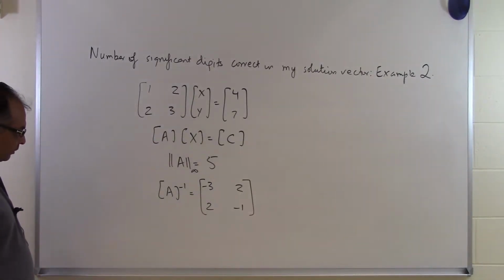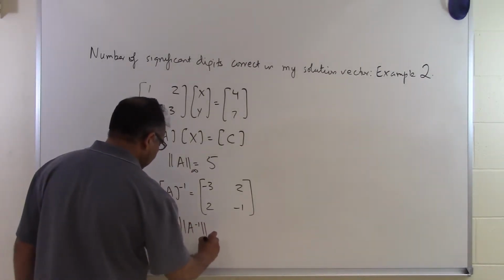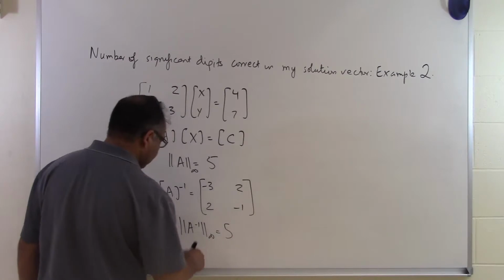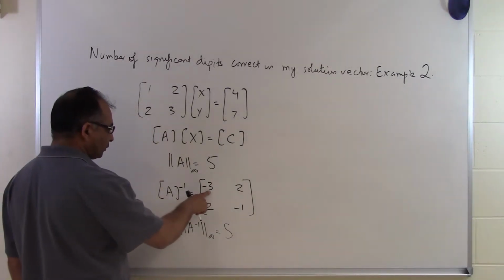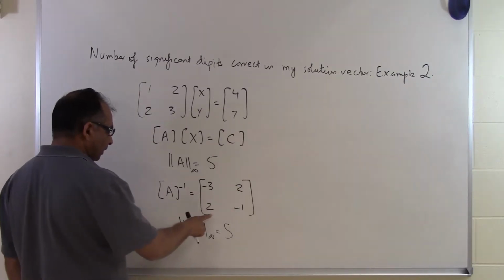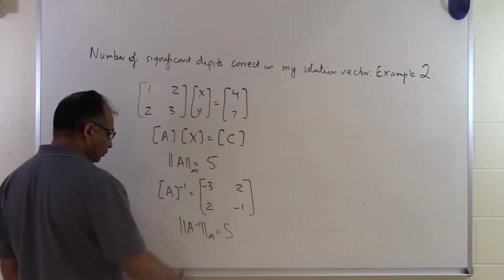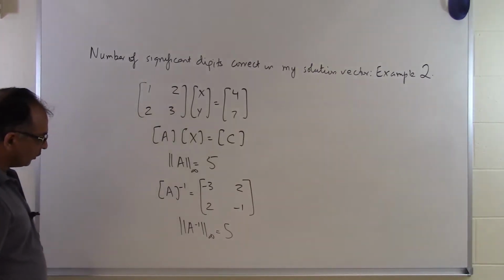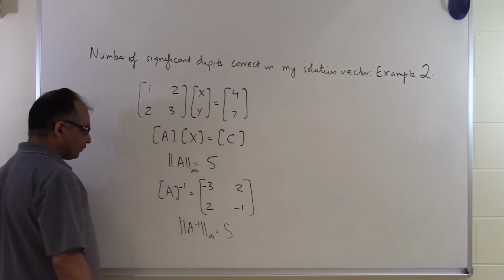That's what we get. So in this case, norm of A inverse will also be 5 based on the infinite norm or the row sum norm, because absolute value of -3 plus absolute value of 2 is 5. Absolute value of 2 plus absolute value of -1 is 3. So the maximum of those is 5. So that's why the norm of the inverse of A is 5.